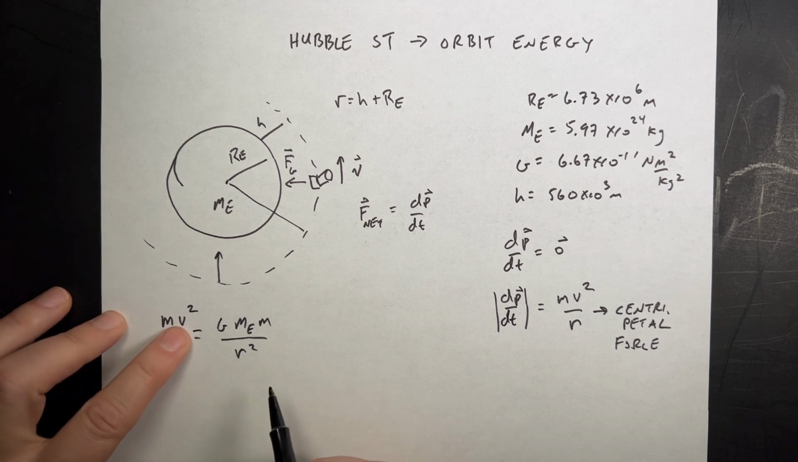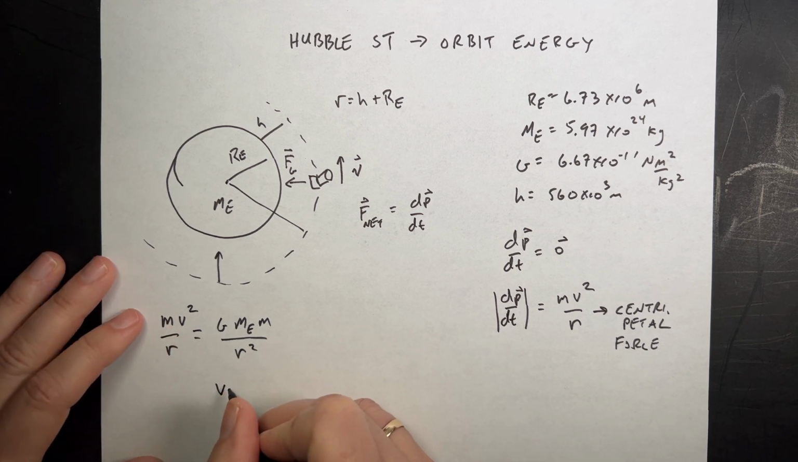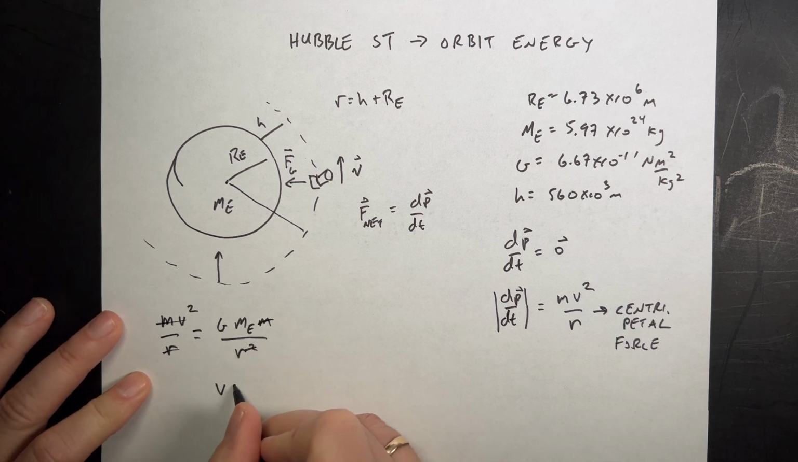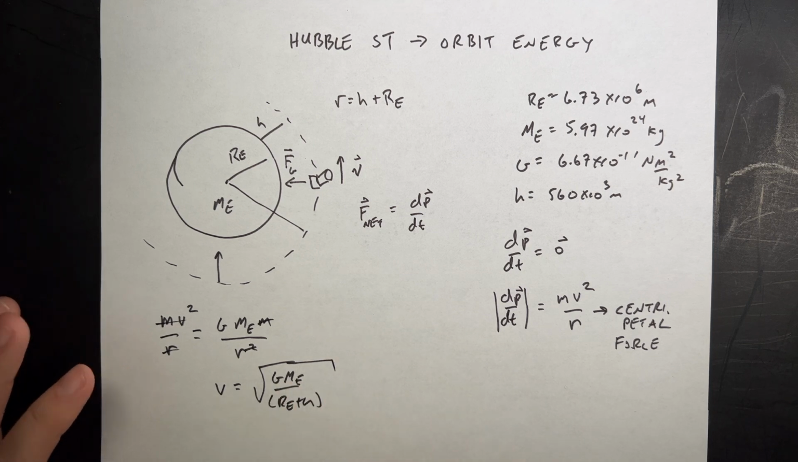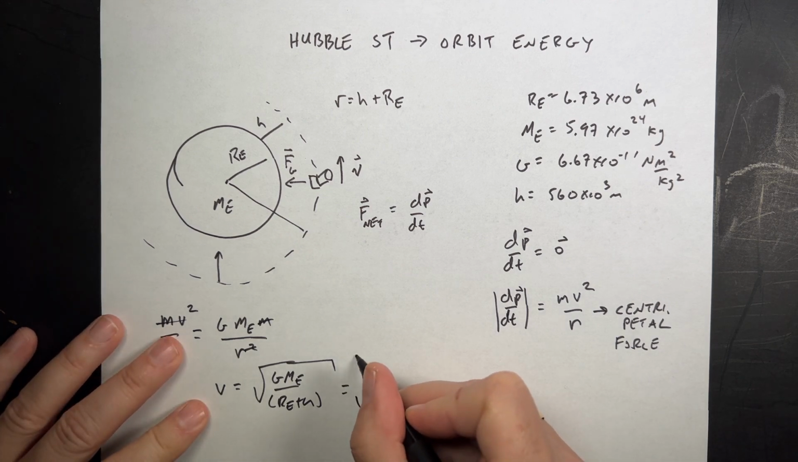Now, I just want to solve for v. So let's solve for v. So v is going to be, that cancels. So I get v is the square root of G, mass of the Earth, over r, and I'll go ahead and put radius of the Earth plus h in there. Let's go ahead and calculate this. I'm going to put in the numbers.